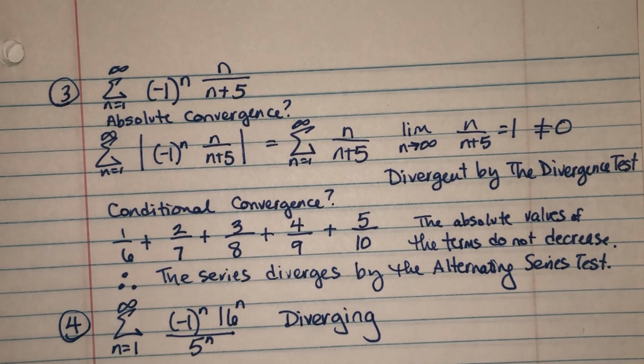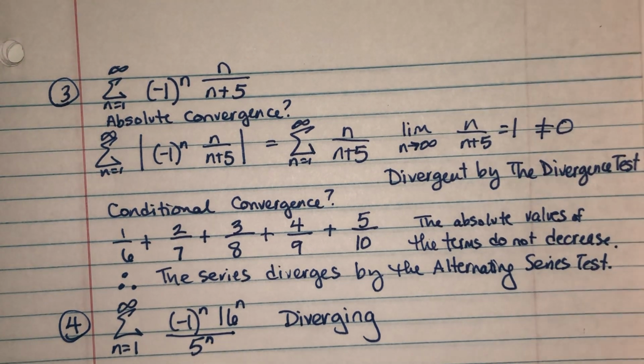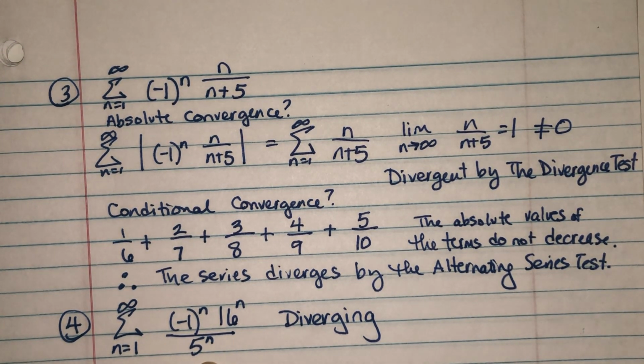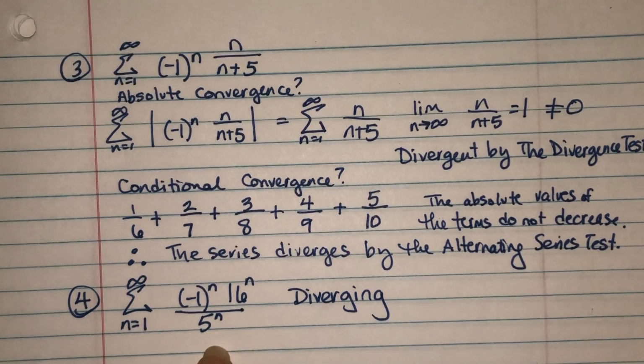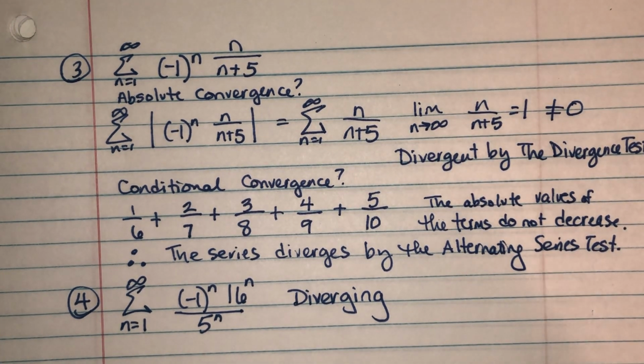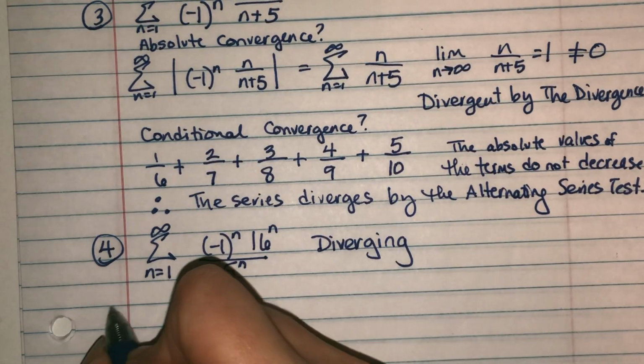The absolute value of the series is diverging, so it does not have absolute convergence. And if you check for conditional convergence, the numerator is outgrowing the denominator, so the absolute value of the terms does not decrease, so it diverges by the alternating series test. All right, hopefully you got that one right. Now, number 5.